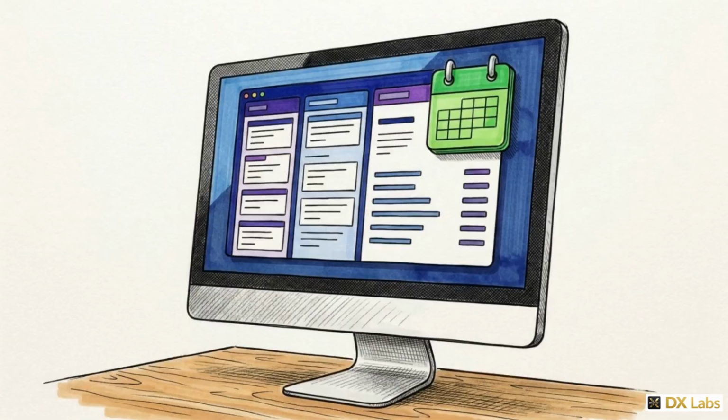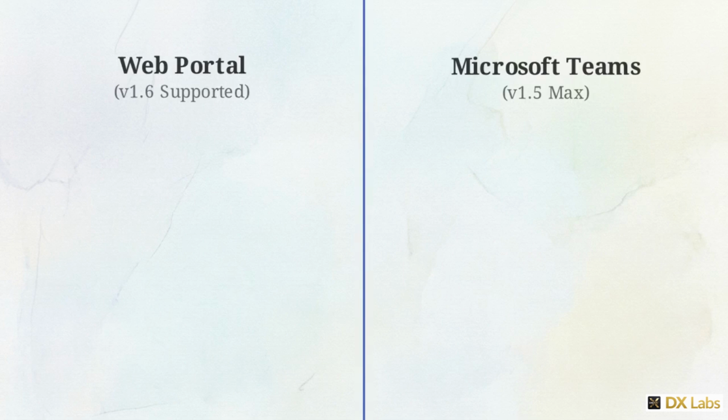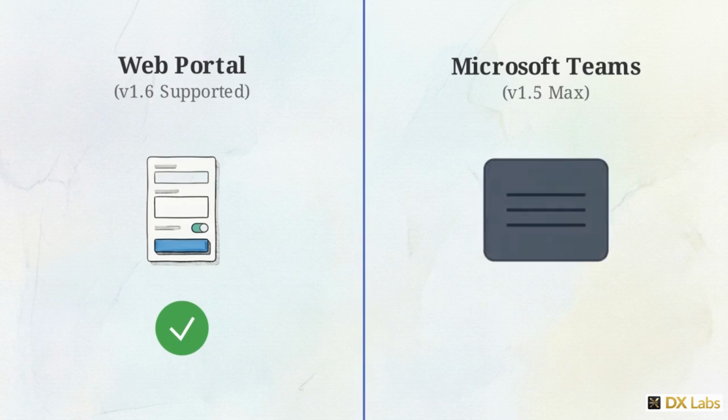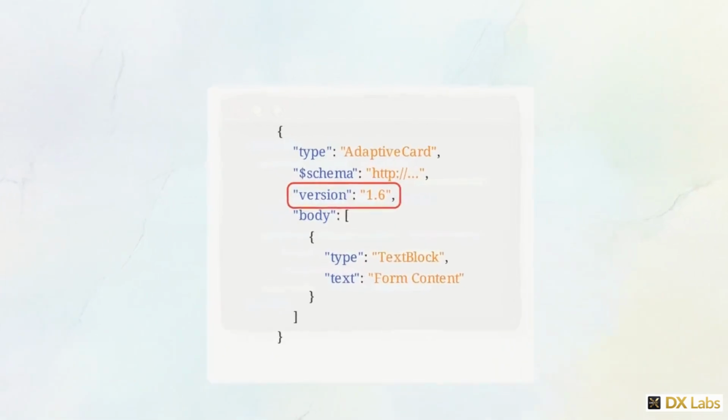However, a card that looks flawless when you test it in the web portal can completely disappear the moment you deploy it to Microsoft Teams. This failure is caused by schema version incompatibility across different deployment channels. While Copilot Studio's web test pane supports schema version 1.6, Microsoft Teams currently caps its support at version 1.5. If your card references 1.6 layout features, Teams may fail to render the card at all.